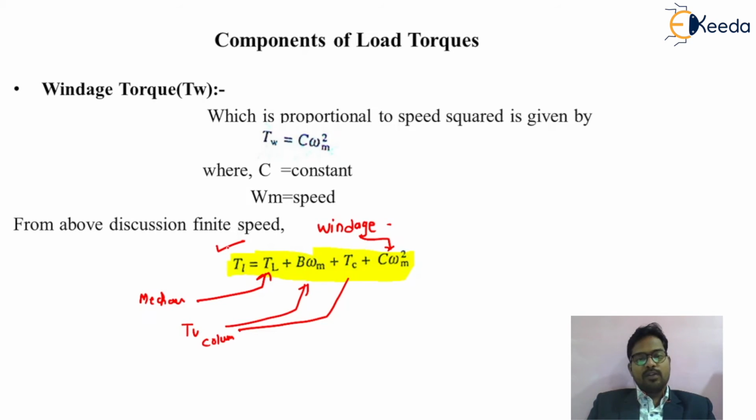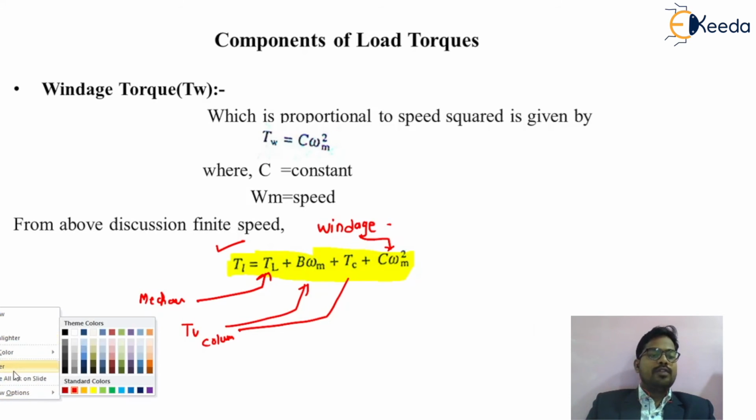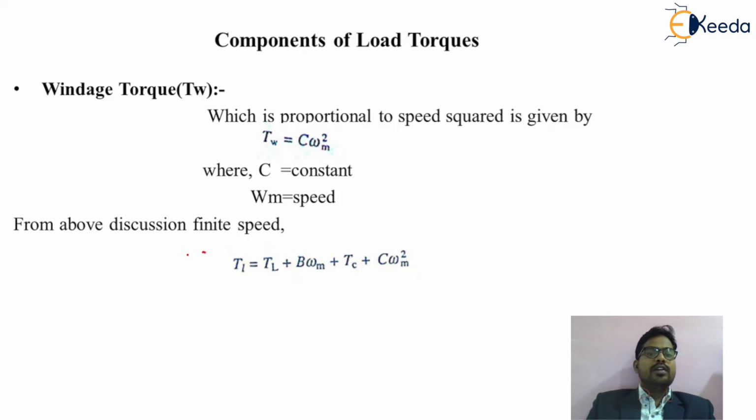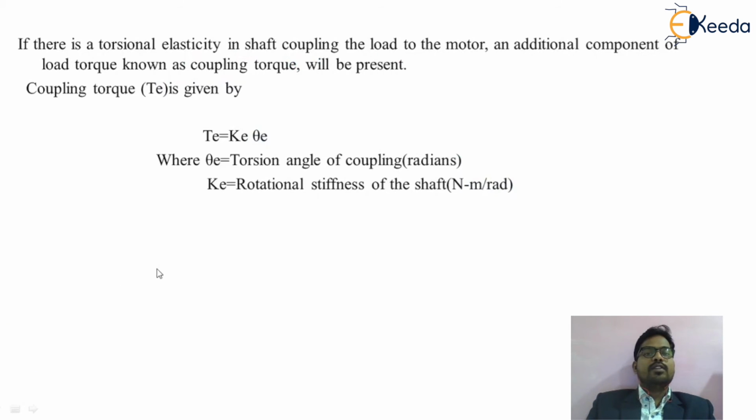So in this way, the load torque is divided into three types of load torque. The first one is called friction torque, the second one is windage torque, and the third one is the load torque to do that particular mechanical work. So these are the different components of your load torque. In this way we have studied the basic concept of the components of the load torque.